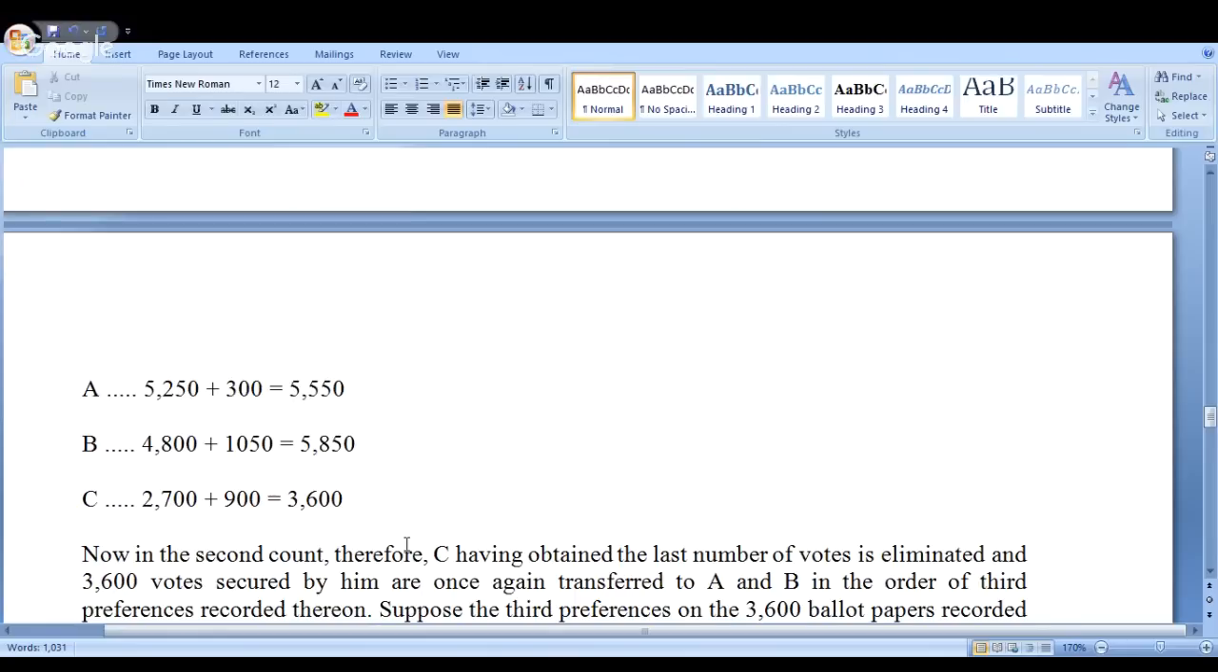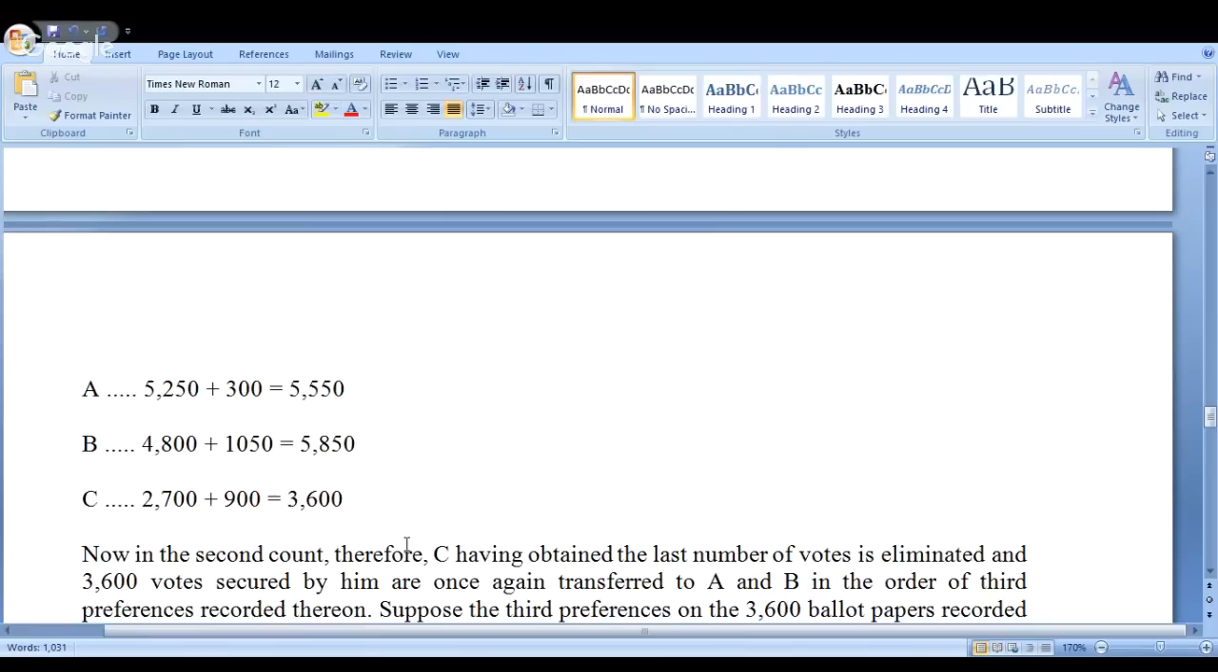B has already got 4,800. Now plus 1,050 and you got 5,850. C has got 2,700 plus 900 have been added now. Now the total is 3,600. Now tell me, who should be declared elected? Who should be declared elected now? No one, because nobody has got 50% plus 1.